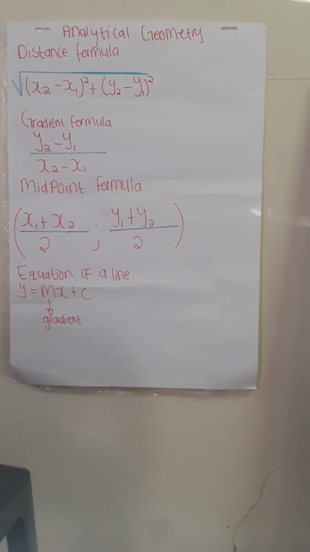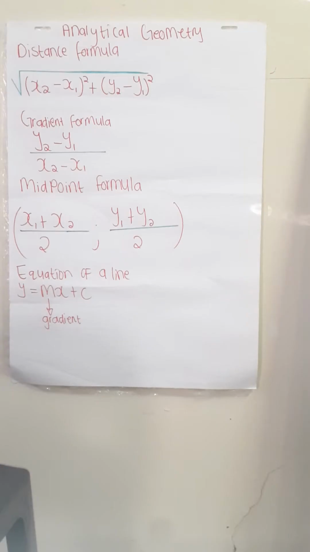And also you need to be able to calculate gradients of perpendicular lines. If the gradients of two lines give you -1 when you multiply them, it means they are perpendicular. So in this video we'll do some questions to learn how to calculate distance, how to calculate gradient, how to calculate midpoint, and how to calculate the equation of a straight line using gradient and points on that graph.